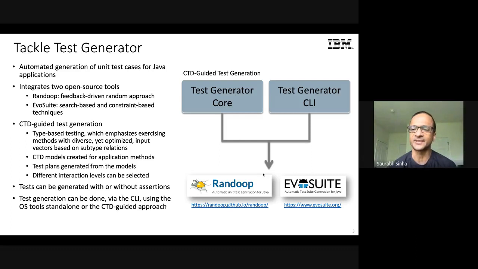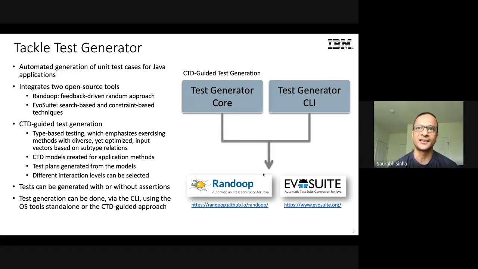Both of these tools are basically driven by code coverage. So they try to maximize coverage of statements and branches, right? And they use different techniques. So the new approach that we have implemented, which we call CTD Guided Test Generation, is a new way of computing coverage goals. And it's based on typed relationships.